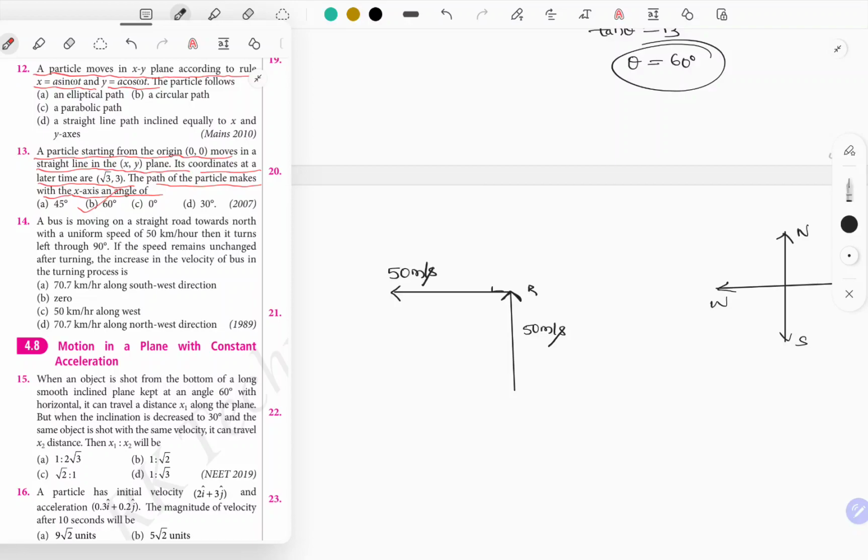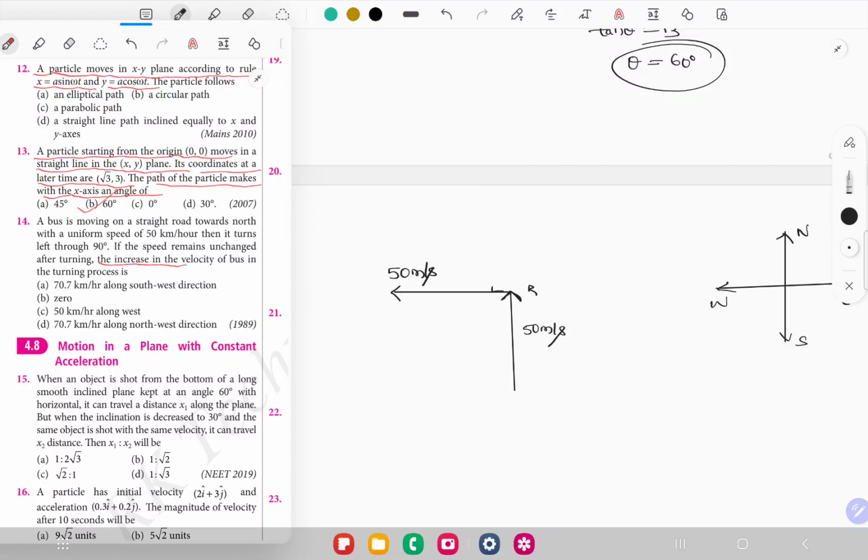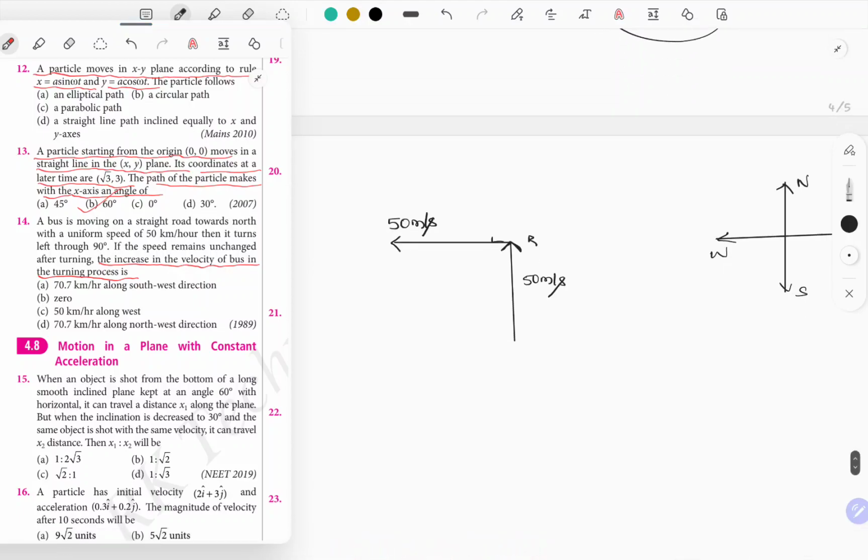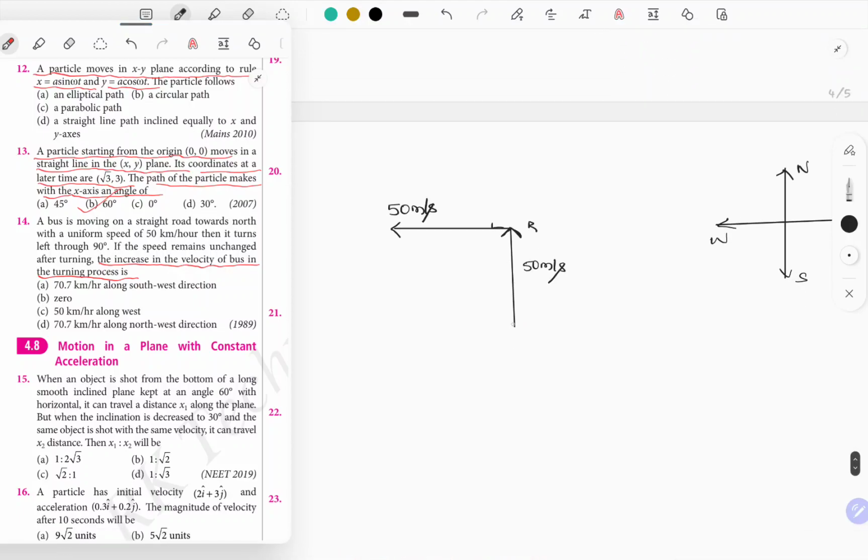Okay, next. What's the question they're asking? The increase in velocity of the bus in this turning process, including direction, we have to take. So they are asking the increase in the velocity. Increase in the velocity is nothing but change in velocity. They are asking change in velocity. So how to find change in velocity? Change in velocity is nothing but final velocity minus initial velocity.